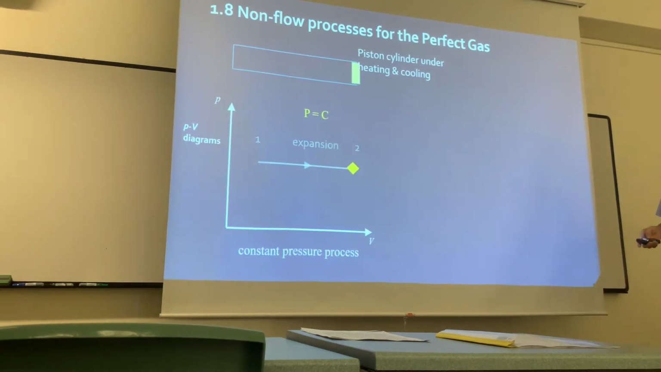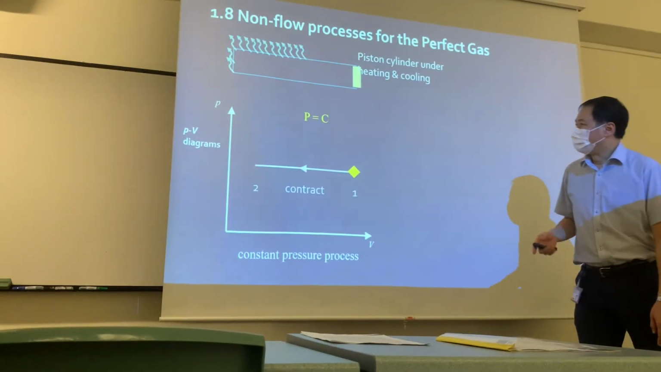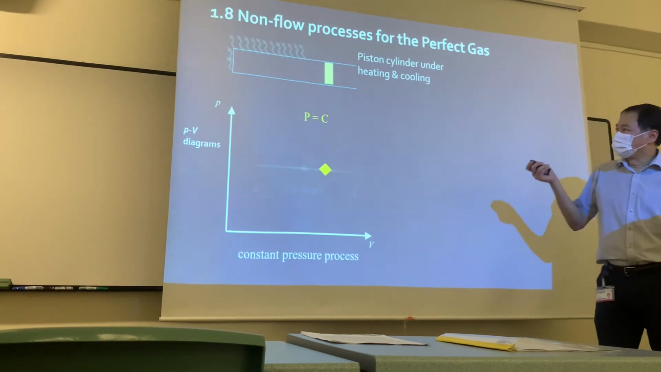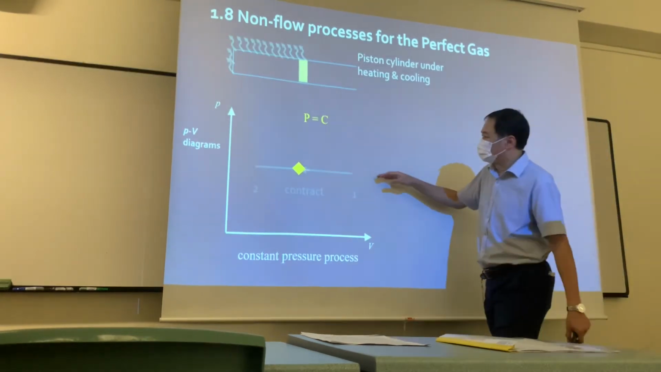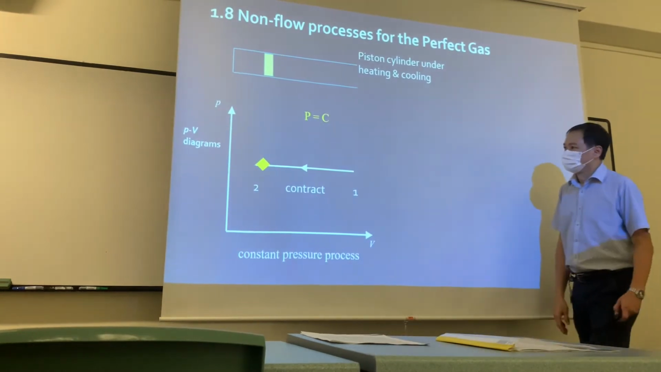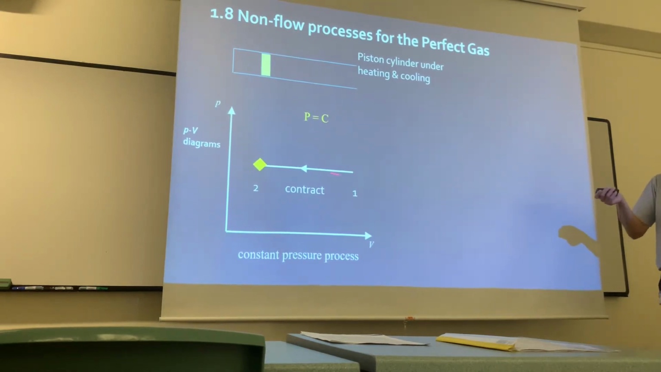If you contract it, contract means you lose heat, then the volume will drop, because it is a constant pressure process. So you contract at constant pressure and go back to the original volume. So this is a constant pressure process, a horizontal line.